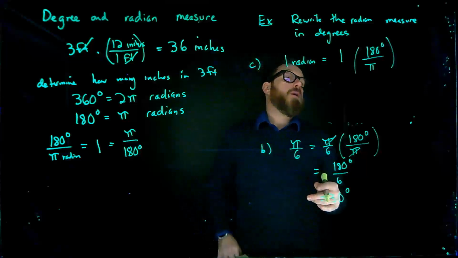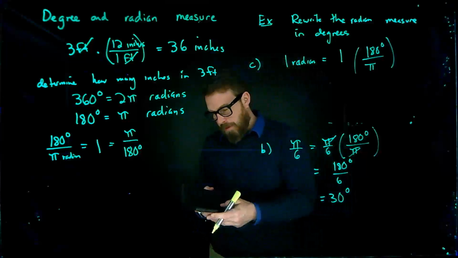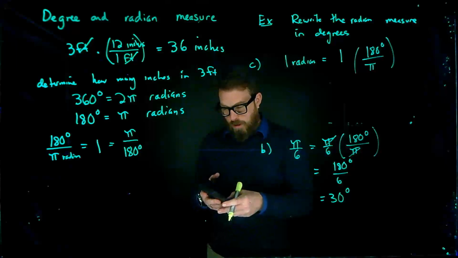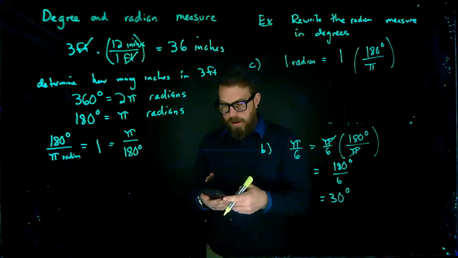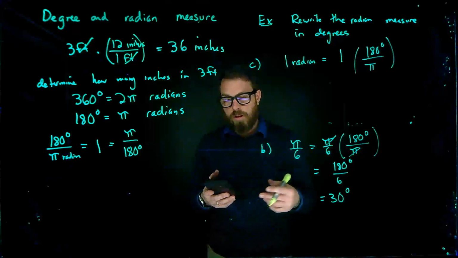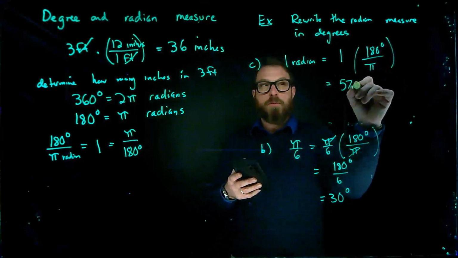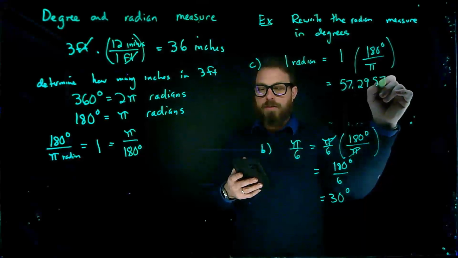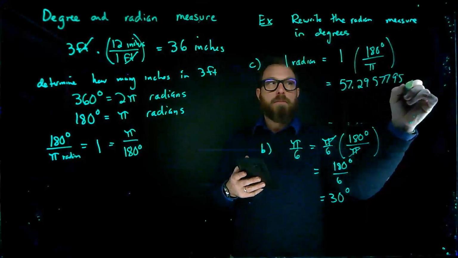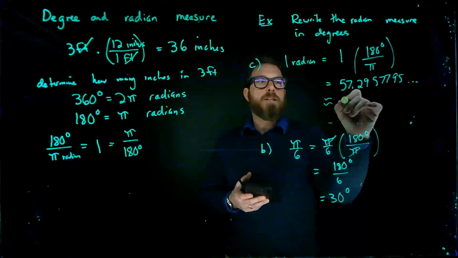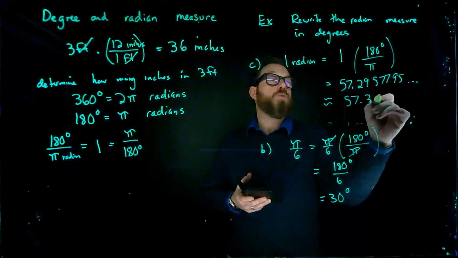So then when I take my 180 and I divide it by pi, I'm going to get around, let's make sure, 180 divided by pi. I don't want to say the wrong answer. So this is going to be equal to 57.2957795 and so on. So we could approximate this as about 57.3 degrees.